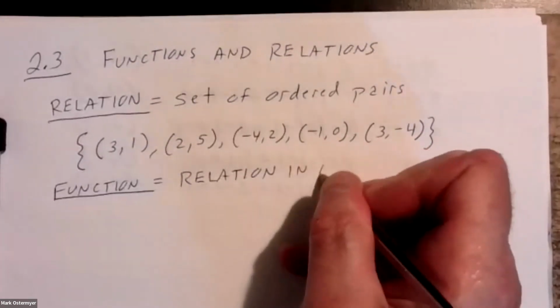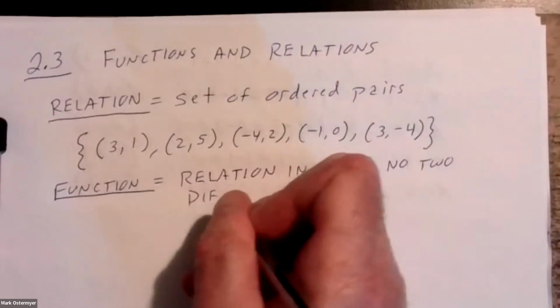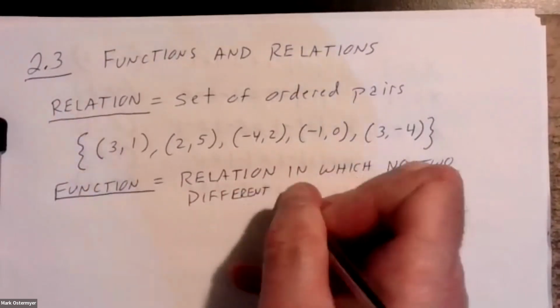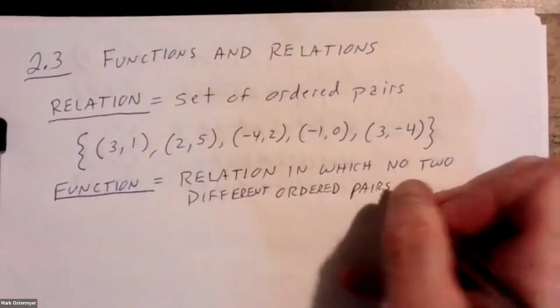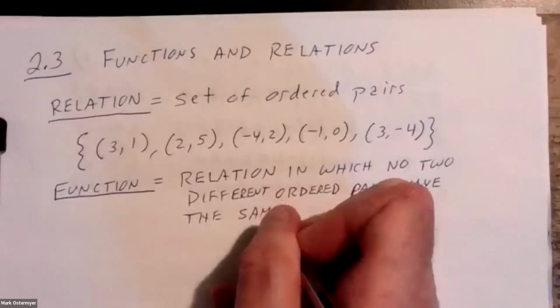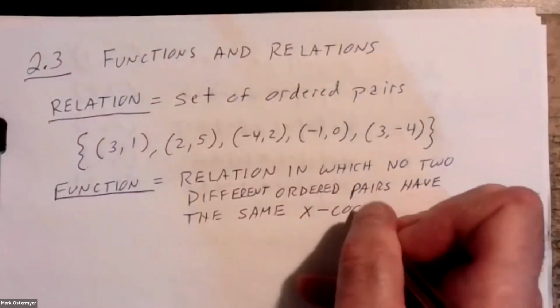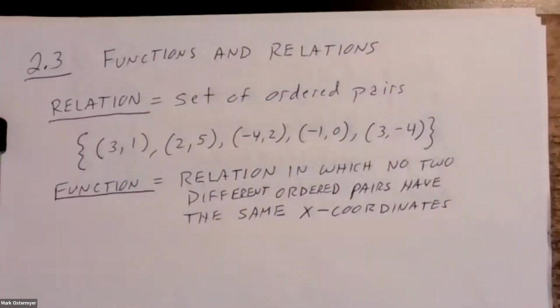It's a relation in which no two different ordered pairs have the same x coordinates. In other words, to be a function, all the ordered pairs of a relation have to have unique or different x coordinates. If you have any duplicate x coordinates between two different ordered pairs, then your relation is not a function, it's just a relation.